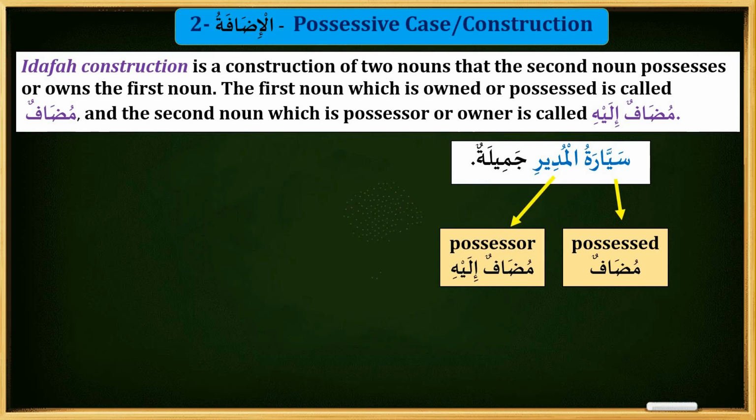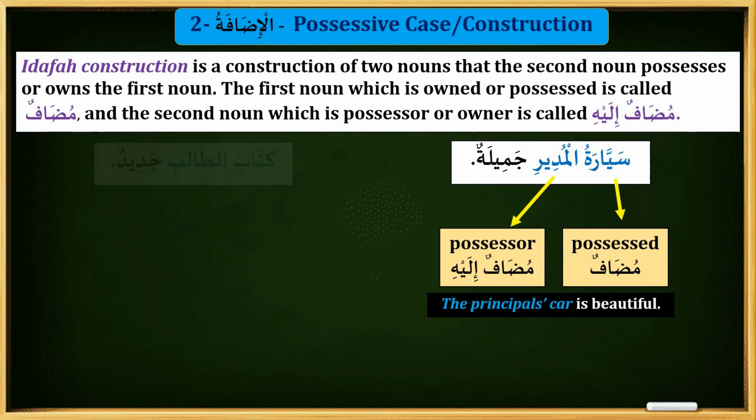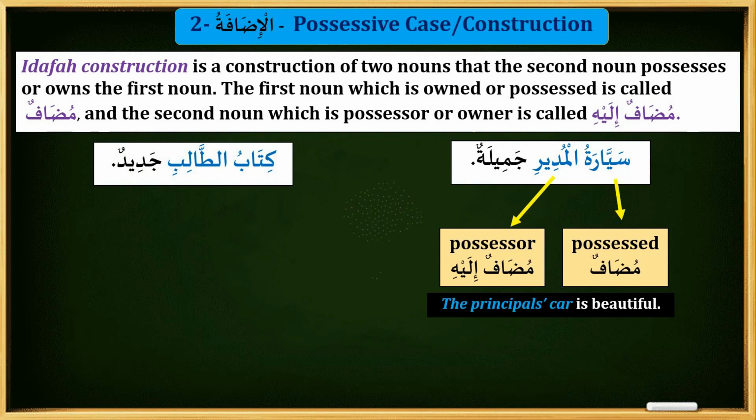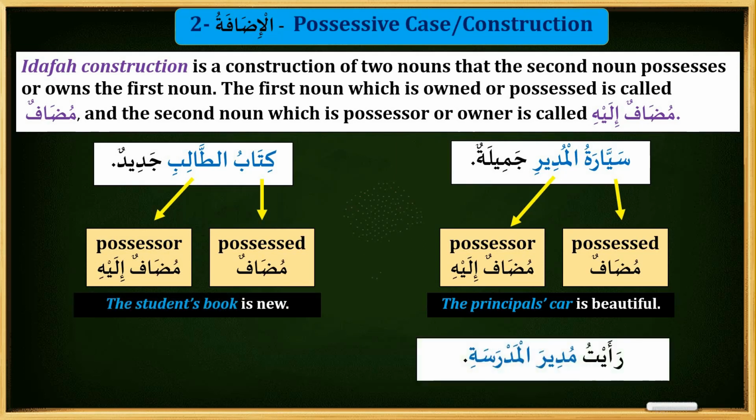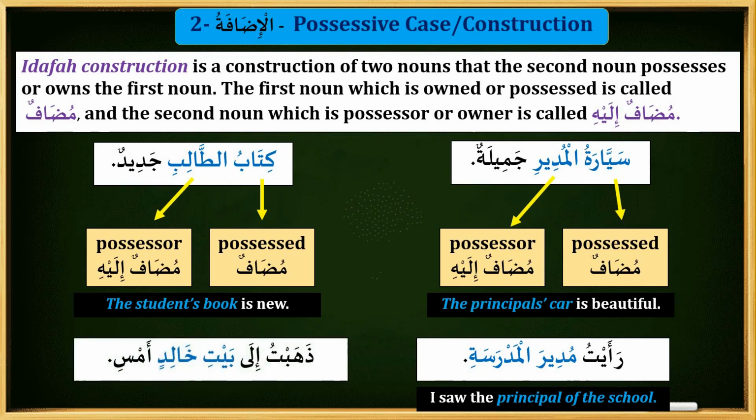The first word can get any of the three haraka, dhamma, fatha or kasra, depending on where you use it in the sentence. The principal's car is beautiful. Sayyaratul mudiri jamila. Second example, kitabut talibi jadidun. Kitabu is mudaf and at-talibi is mudafun ilayh. The student's book is new. رأيت مدير المدرسة, I saw the principal of the school. ذهبت إلى بيت خالد أمس, I went to Khalid's house yesterday.